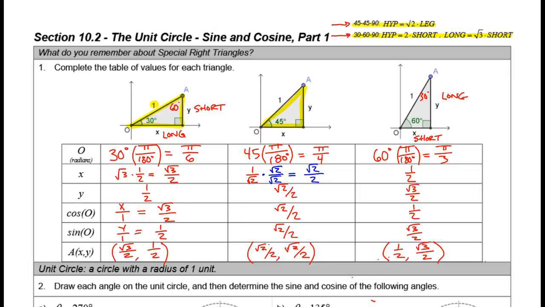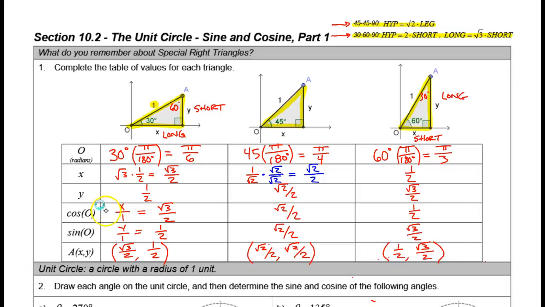Last triangle we'll take a look at here is the 30, 60, 90. This is really just a kind of rotated image of the one we were looking at first. We've got an angle of pi over 3, x and y values of 1/2 and root 3 over 2, then the associated cosine and sine ratios in ordered pair. What I want to do right now is highlight something that's very important.